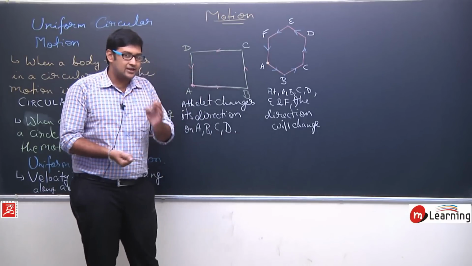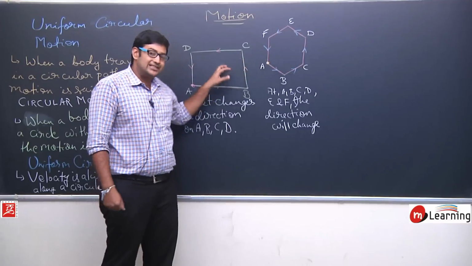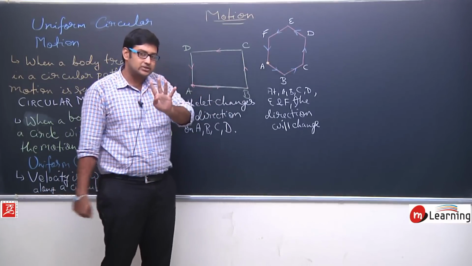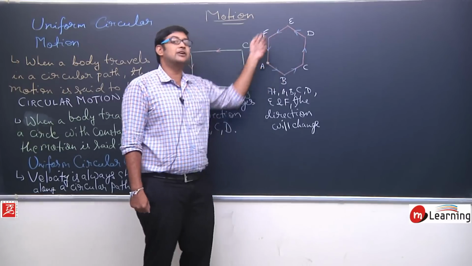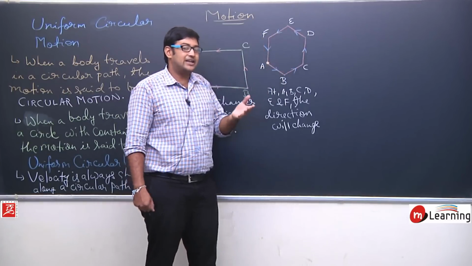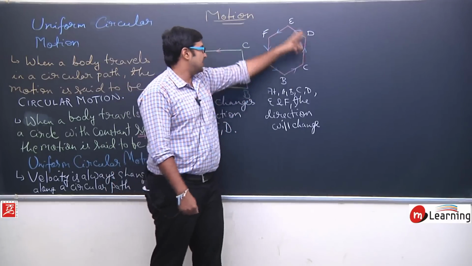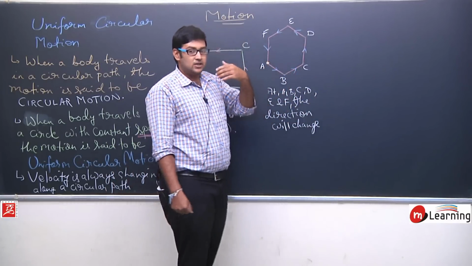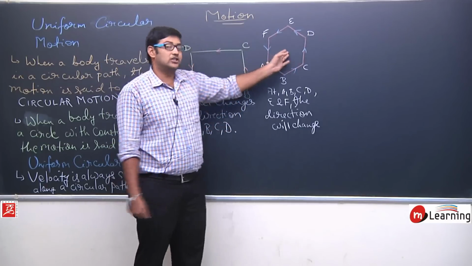So what is the difference between this figure and this figure? You can see here we have 4 vertices, so the athlete has to change his direction 4 times. But this figure has 6 vertices, so here the direction change will happen 6 times. Now consider a further different figure which has more vertices compared to this or this.